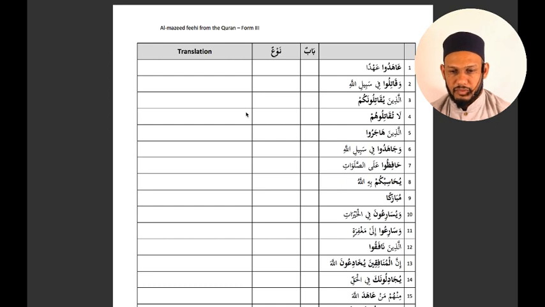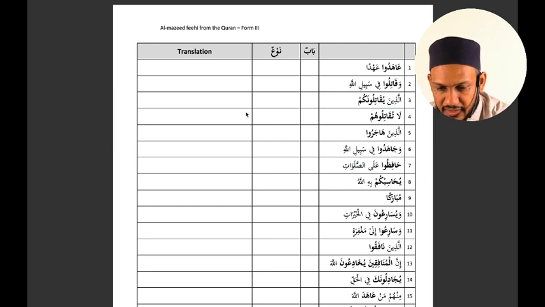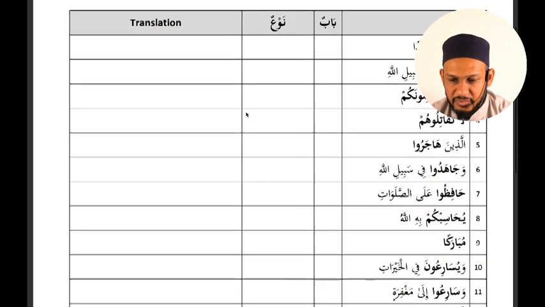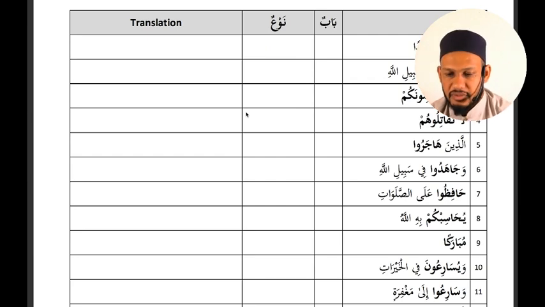Okay. I think we marked a few of them last week. So I'll start with number 6. Bismillah. So number 6 reads, وَجَاهَدُوا فِي سَبِيلِ اللَّهِ. So the word jahadu, number 6. Jahadu is on the third verb.